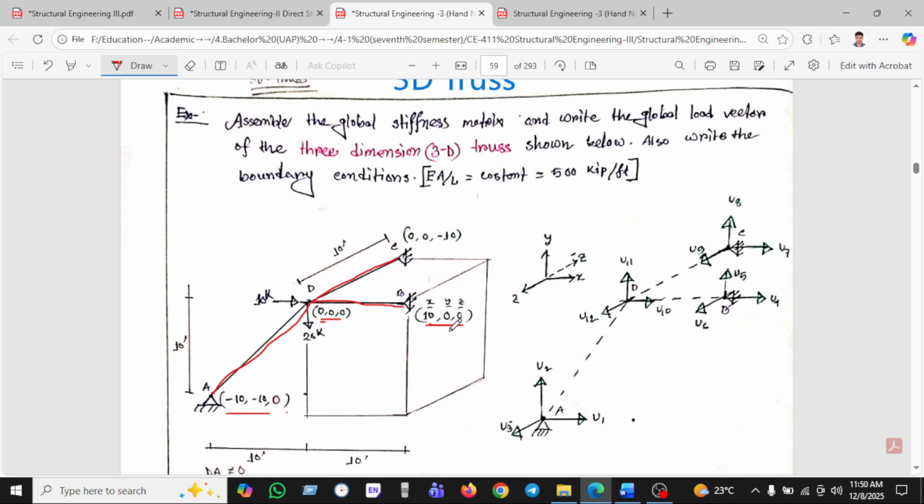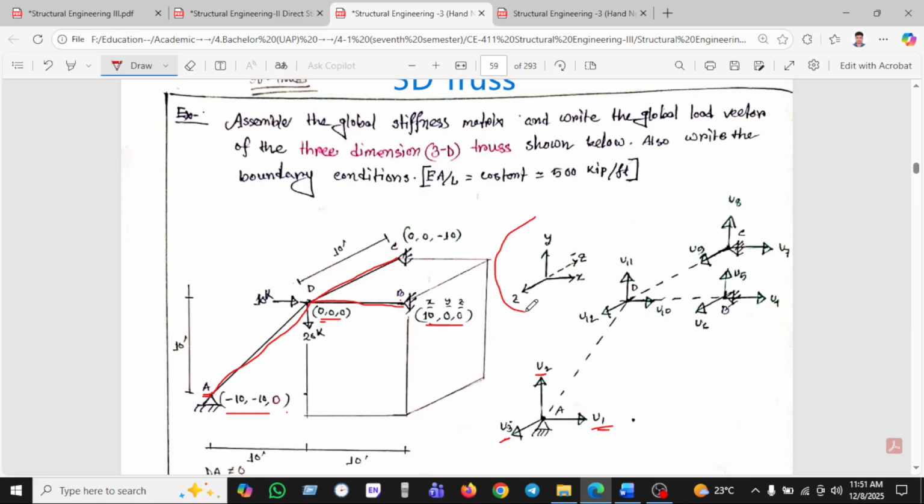Okay, so we can say this is point a, this is point b, this is point c, and this is point d, and all the joints are given here. There is just a load applied at point d. So we are saying here u1 means displacement in the x direction, u2 is displacement in the vertical direction, and u3 is displacement in the z direction.